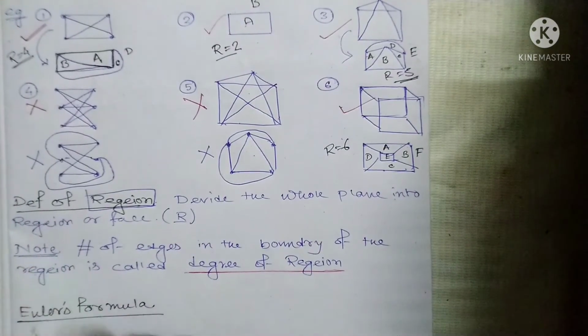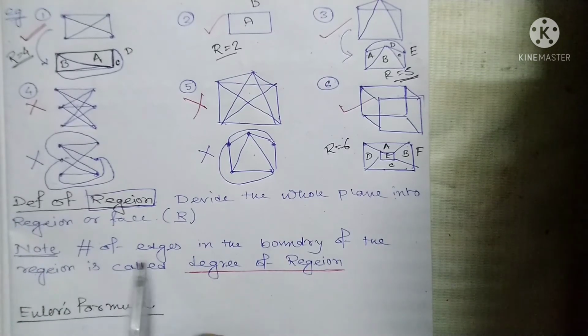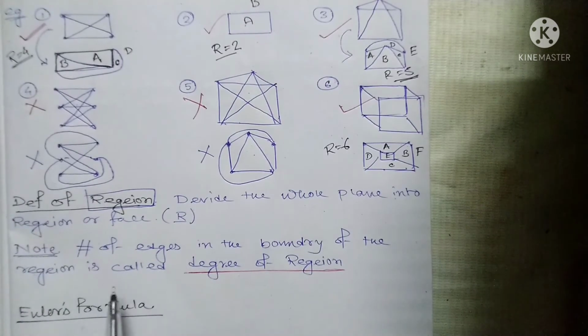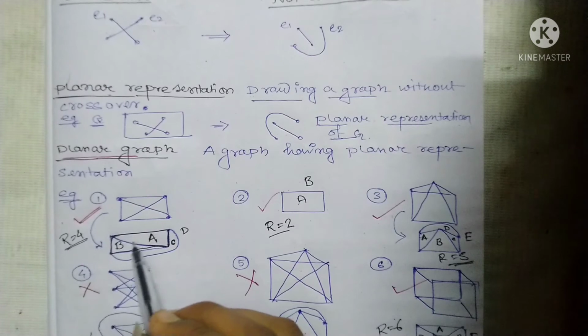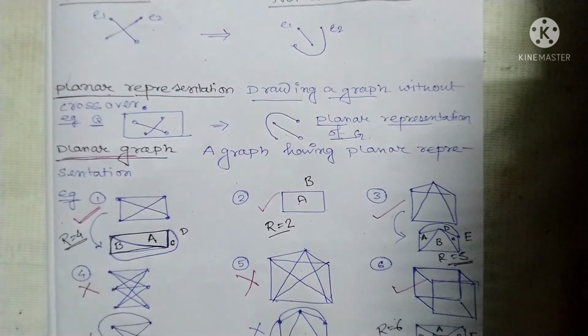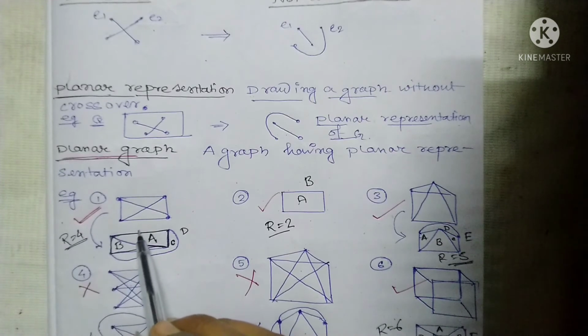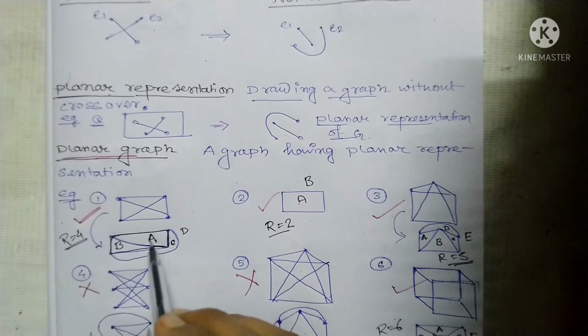There is a note that says the number of edges in the boundary of the region is called the degree of the region. So the number of edges in the boundary of any region is also called the degree of the region. Let's suppose, what is the degree of region A? How many edges does it have in the boundary? This has 1 2 3, so 3 edges. So the degree of region A is 3.